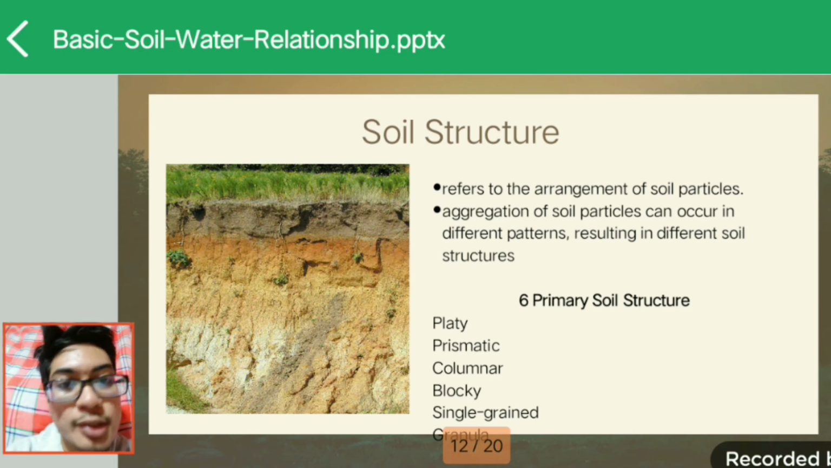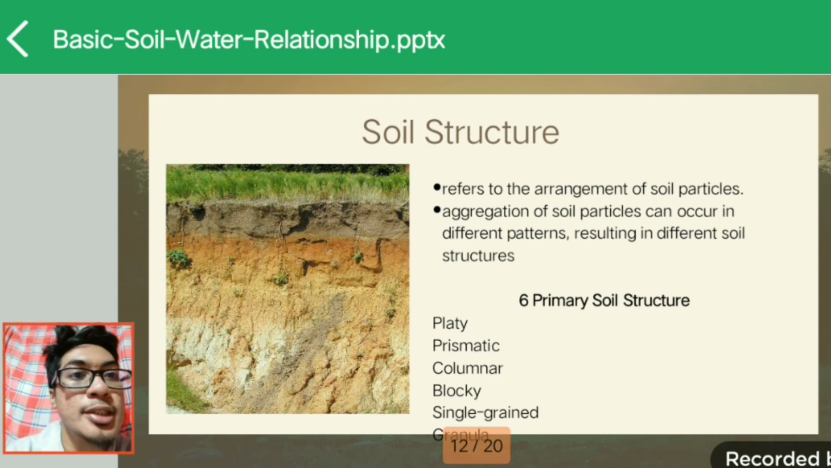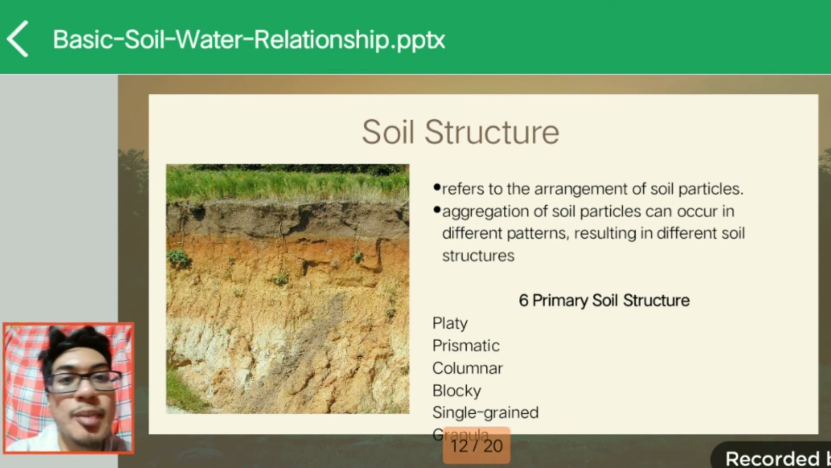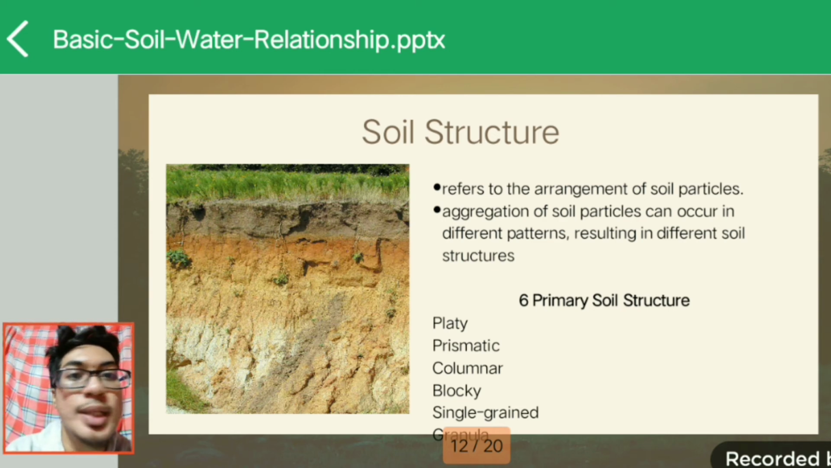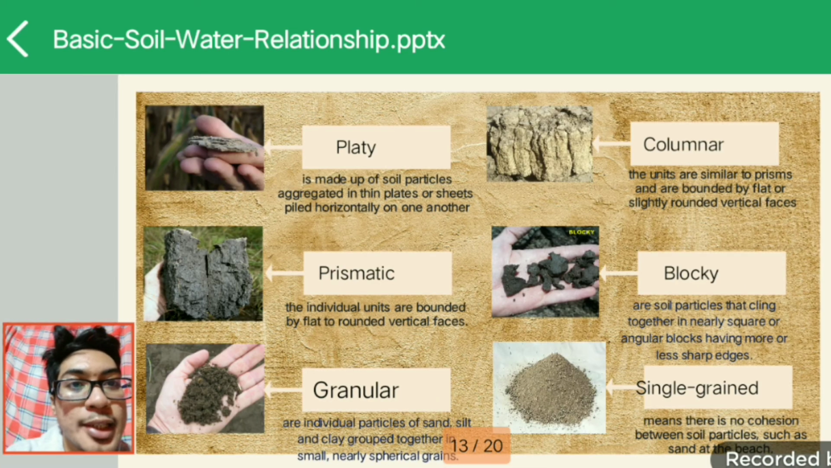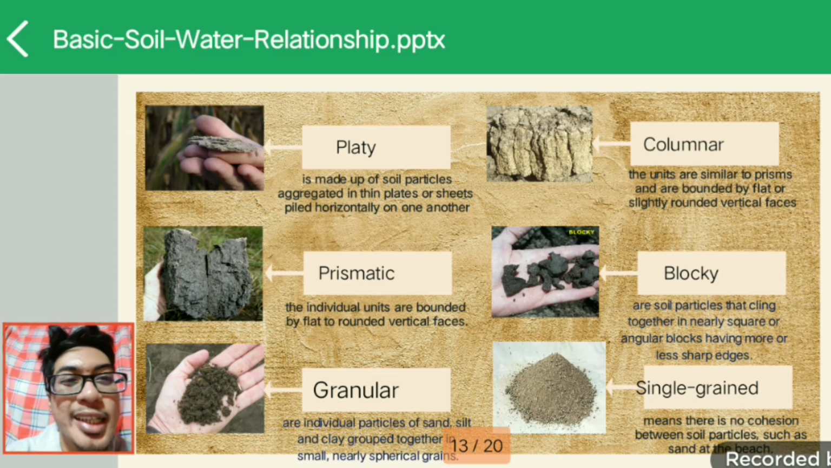Soil structure refers to the arrangement of soil particles, and the aggregation of soil particles can occur in different patterns. These are the patterns mentioned a while ago: platy, prismatic, columnar, blocky, single grain, and granular. Platy is made up of soil particles aggregated in thin plates or sheets piled horizontally on one another. Prismatic, you can see it in the picture, the units are bounded by flat to rounded vertical faces.